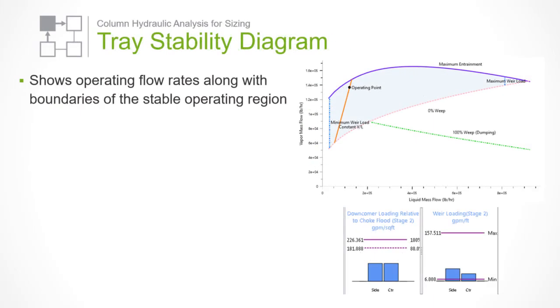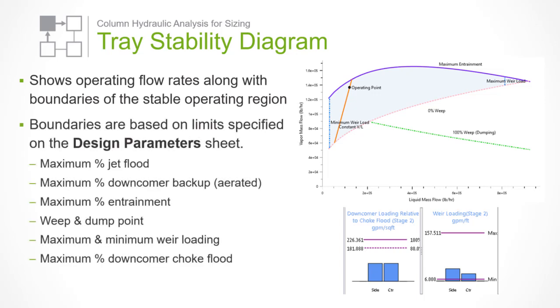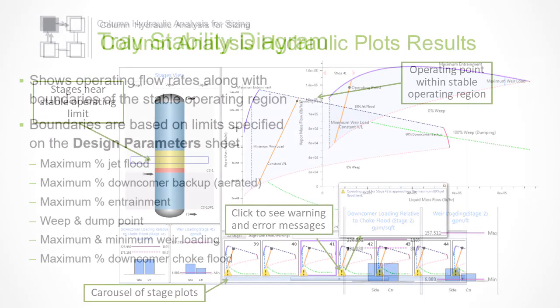The tray stability diagram is important to understanding the hydraulic results. It shows operating flow rates along with boundaries of the stable operating region. Boundaries are based on limits specified on the design parameters sheet, such as a weeping limit, a specified jet flood limit, or a downcomer backup limit.